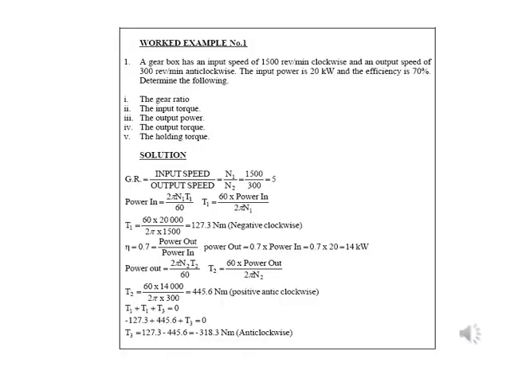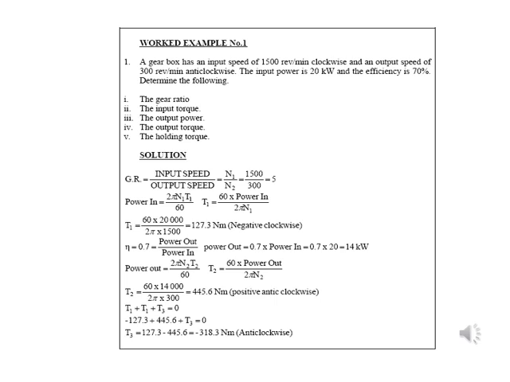Here is an example problem related to gearboxes. A gearbox has an input speed of 1500 RPM, revolutions per minute, clockwise, and an output speed of 300 RPM anticlockwise. The input power is 20 kW and the efficiency is 70%. Determine, first, the gear ratio; second, the input torque; third, the output power; fourth, the output torque; and the last one, the holding torque. As for the gear ratio, you need to use the input speed and output speed.